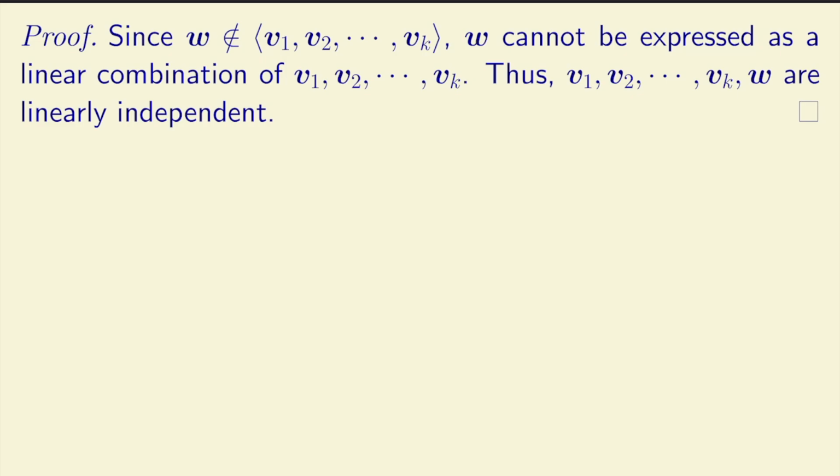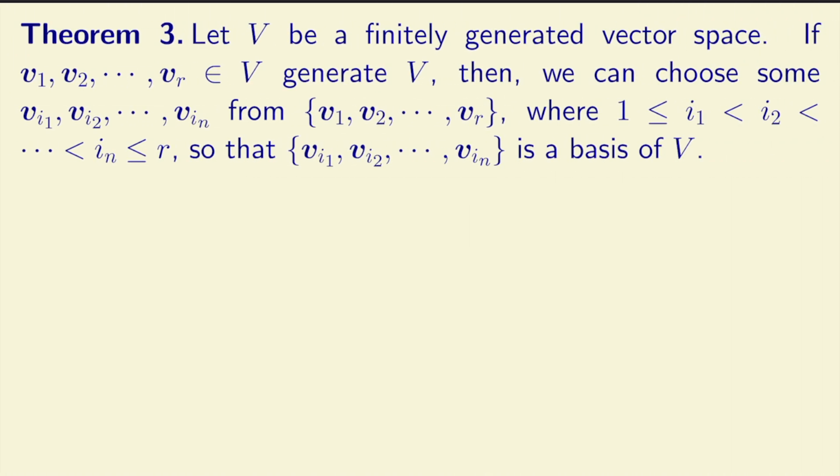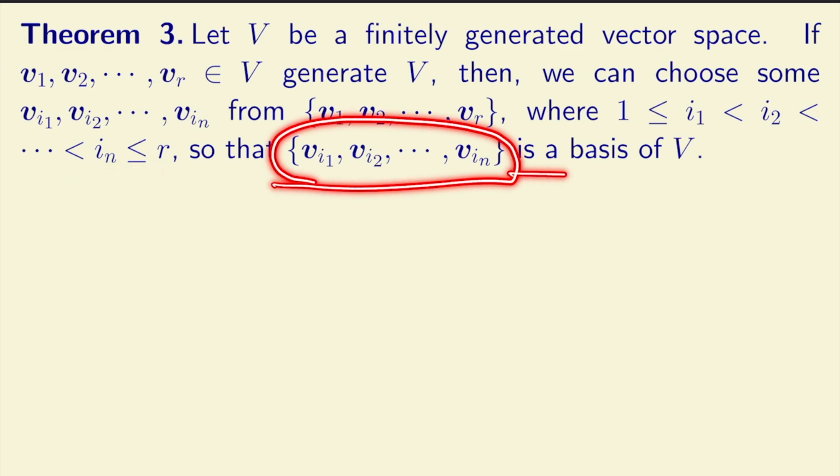Now, with this lemma in hand, we can prove Theorem 3, which in turn proves Theorem 1. Theorem 3 states, let V be a finitely generated vector space. If v1, v2, and so on up to vr generate V, then we can choose some v_i1, v_i2, and so on v_in from v1, v2, up to vr, where i1, i2, up to in are in increasing order, so that these vectors form a basis of V.